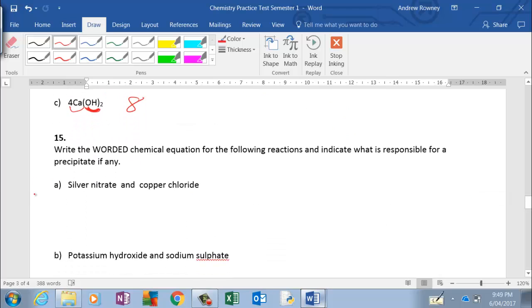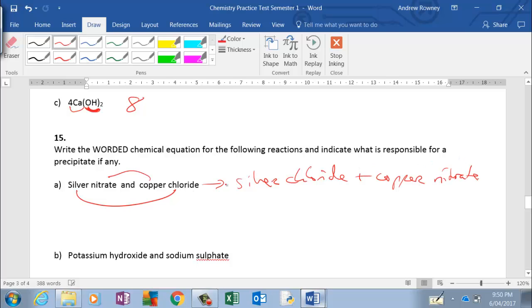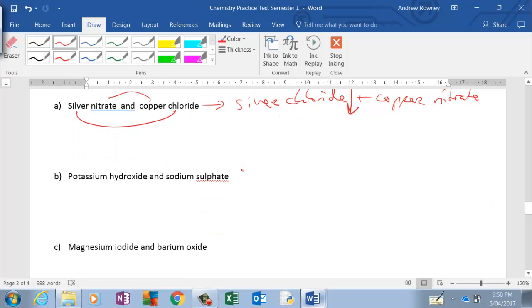The worded equation, that will give silver chloride. They swap around, that goes with that one and that goes with that one. Always write the metal first. Copper nitrate. If you can work out which gives the precipitates, you've got to look up your solubility rules in our booklet and you'll find that silver chloride is the insoluble one. And the same with this. So this will go potassium sulfate, sodium hydroxide, magnesium oxide and barium iodide.